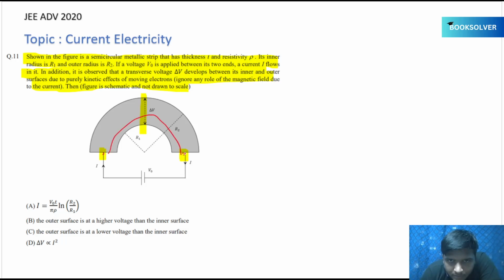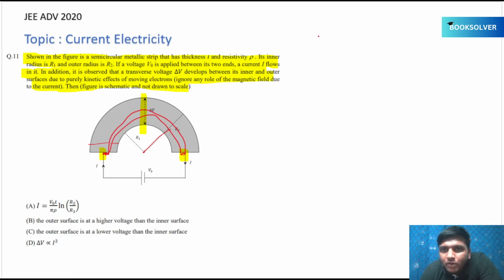Let's suppose at some distance r from the center, this is the center, there is some small component of wire like this. If we integrate over this whole distance, all the resistances are connected in parallel, because you can see that they all share the same potential here, that is V naught. So we can consider them in parallel.